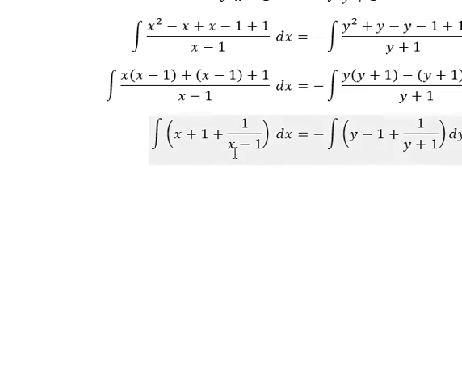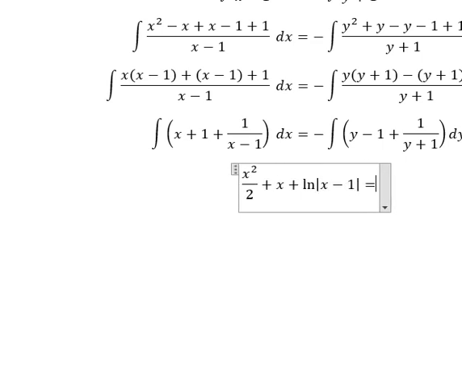Now we have the final answer. The integration of s, we have s squared over 2. Number 1, that is about s. The next one, we have ln of the absolute value of s minus 1.